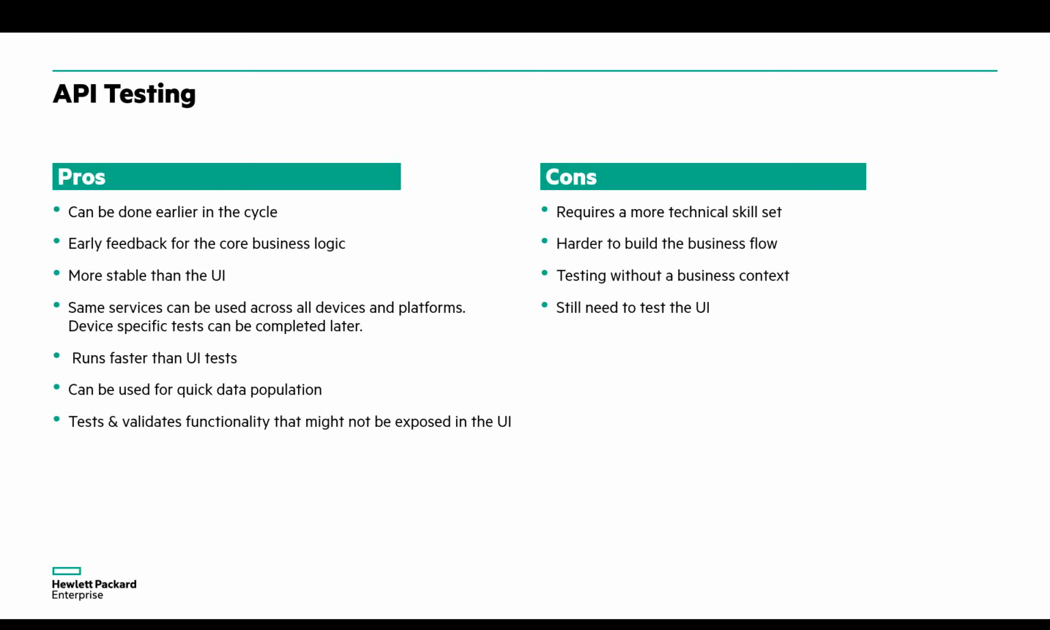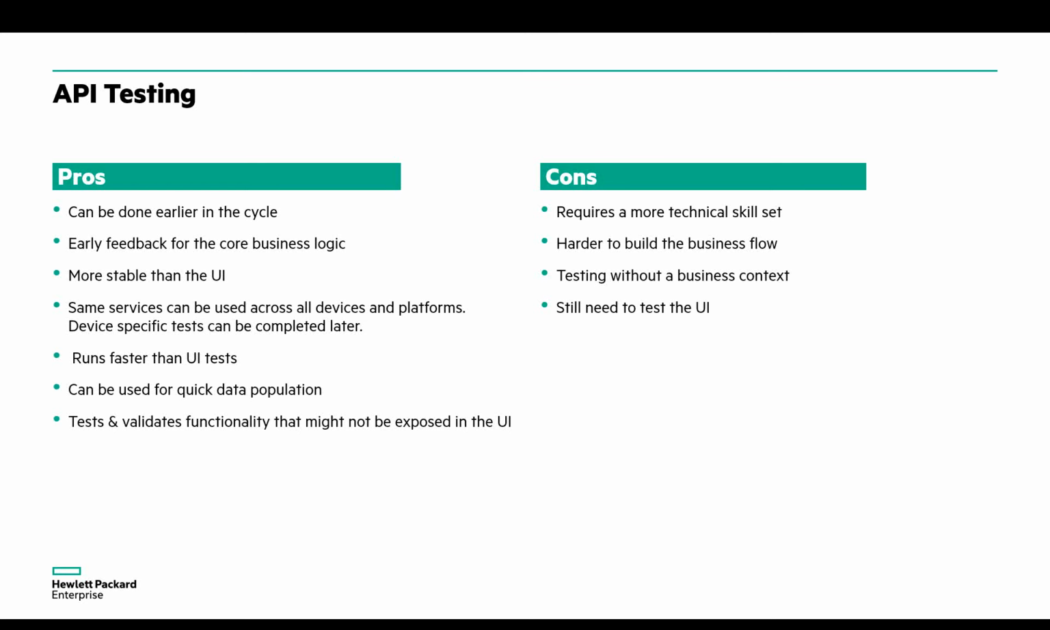API tests run much faster than UI tests because it's simply an HTTP request and response, which should take a matter of a millisecond. You can use it for quick data population and then not run on an empty system, but use the API to populate your application. And you can test and validate functionality that might not be exposed in the UI, but still exists.